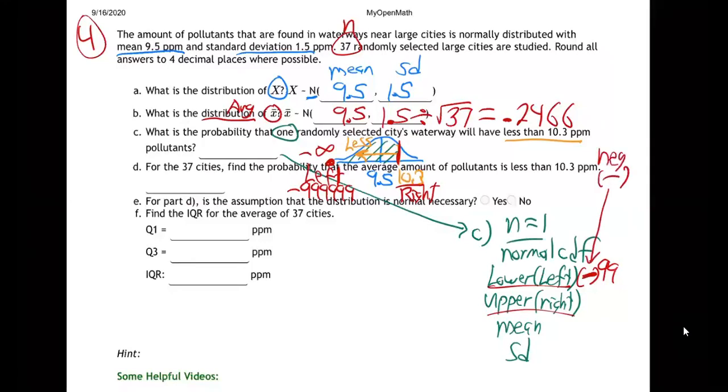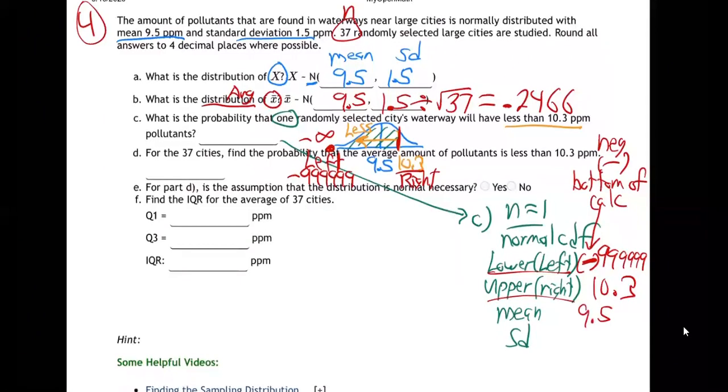Negative is in parentheses. It's down at the bottom of your calculator. That negative and then a bunch of nines. And then the right is 10.3. The mean is 9.5. Now, what are we going to put for the standard?